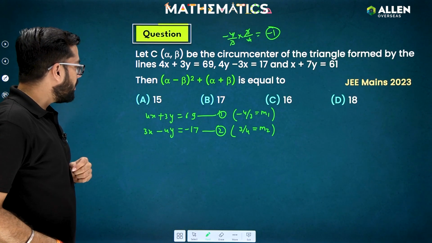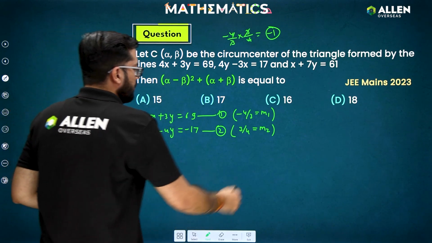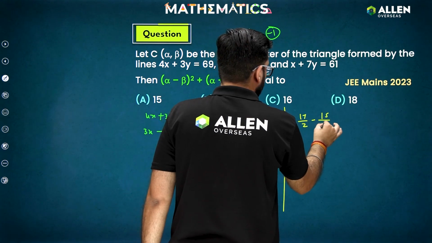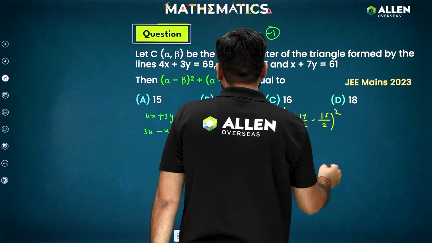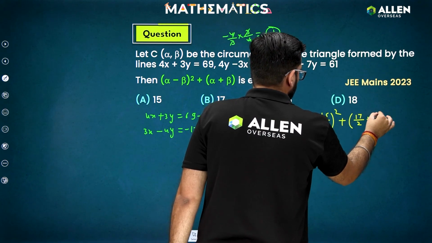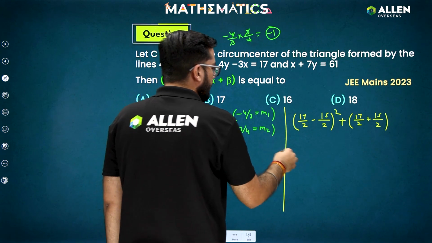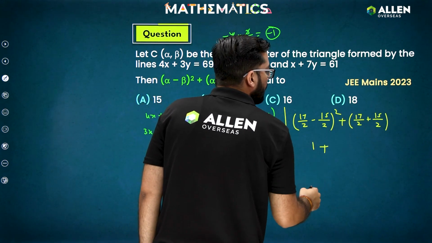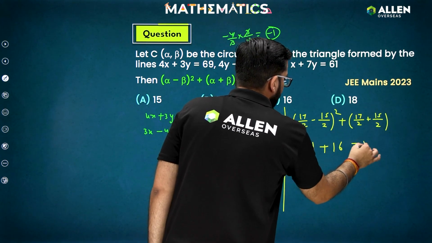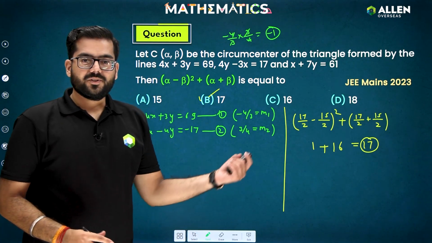Now see what they are actually asking. They are asking for alpha minus beta whole square plus alpha plus beta. Okay, no problem, so we can proceed. Alpha minus beta is 17 upon 2 minus 15 upon 2, whole square, plus alpha plus beta, 17 upon 2 plus 15 upon 2. Now 17 minus 15 is 2 upon 2, that would be 1, and there is 32 upon 2, you will get 16. So 1 plus 16 would be the final answer, 17. That means option B would be the right answer of this question.